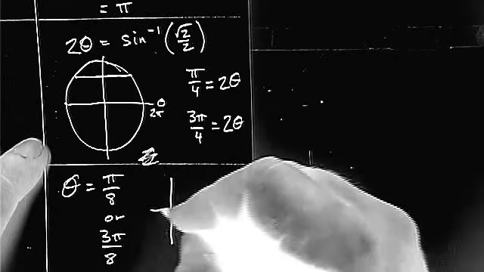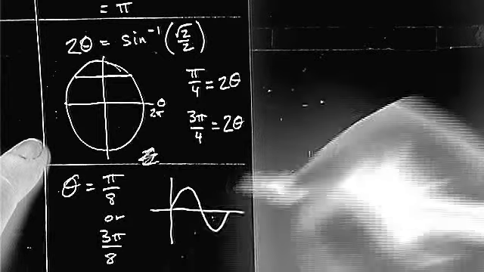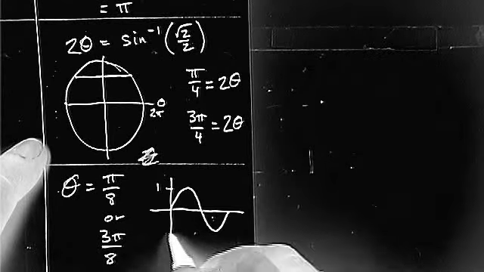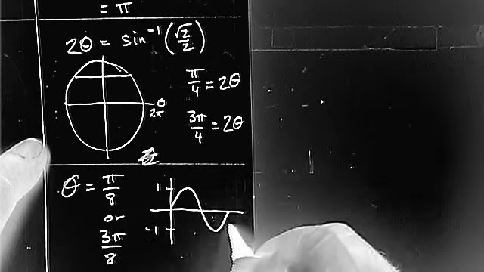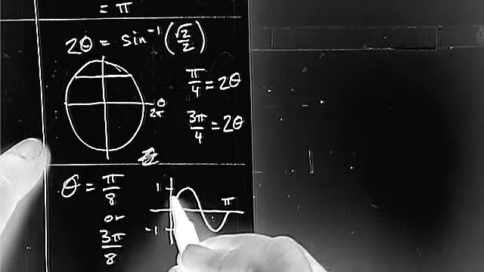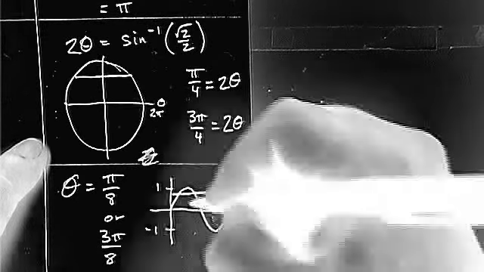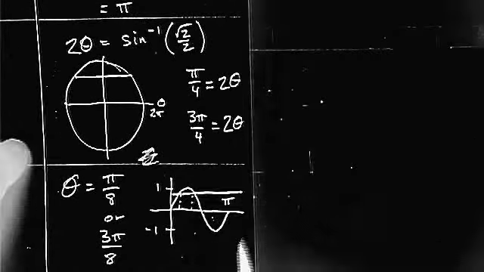Now we're talking about a sine wave that goes from 0 to pi. Radical 2 over 2 is still somewhere in here, and it is still going to cross it twice.